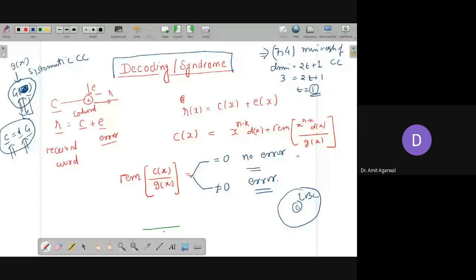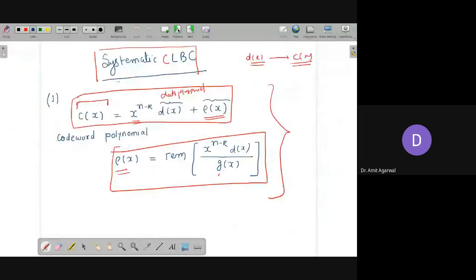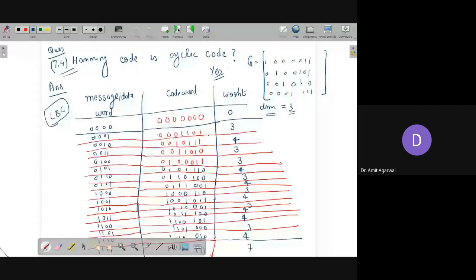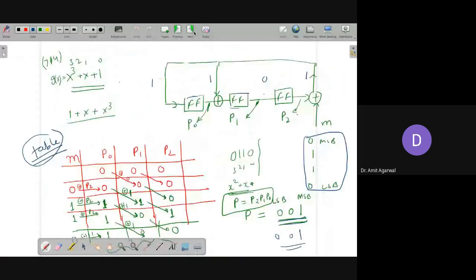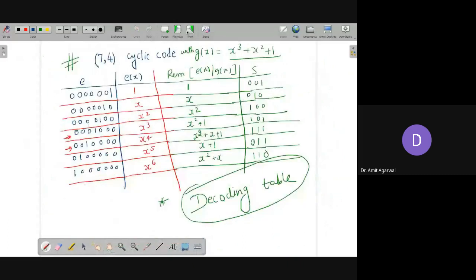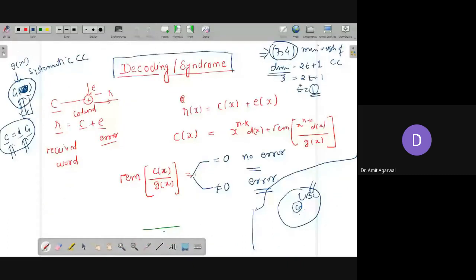So whatever properties linear block codes had, cyclic codes also have those properties, the same as we did in the previous class. The minimum weight, and so the minimum distance, for cyclic codes also applies, because they are also linear codes. So by using that, you can say it can correct one bit error. But how will it correct the one bit error?